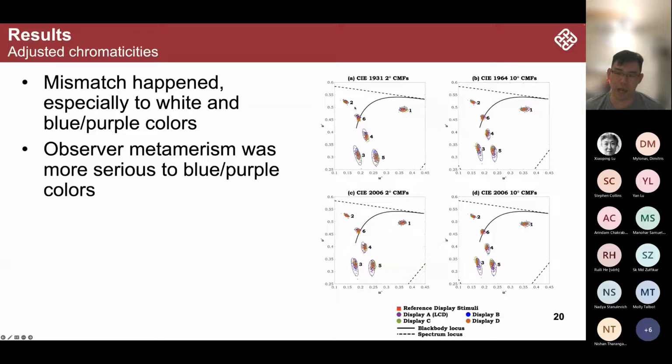And then on each diagram, you can see we have 6 different colors. So 1, 2, 3, 4, 5, 6. These are showing these 6 different reference stimuli produced by the reference display, which was an OLED. And the red point at the center, it's not so clear, but the red point is showing the chromaticity of the reference display.